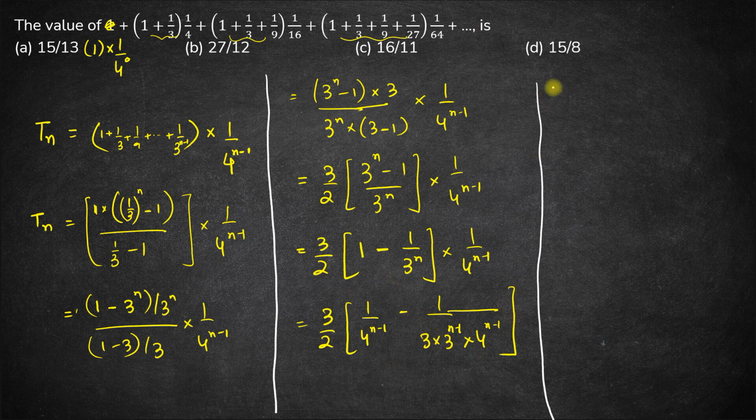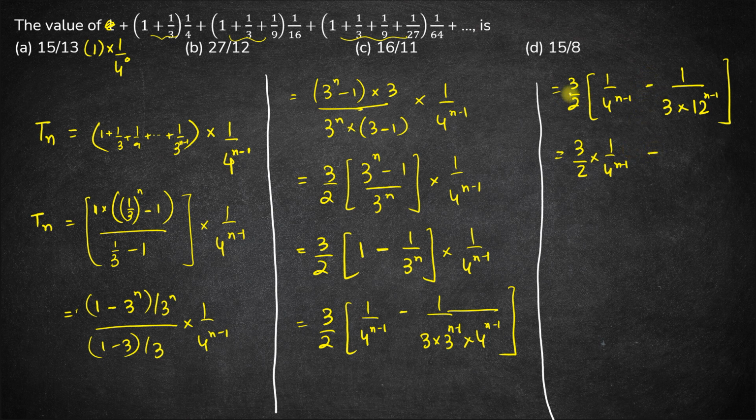So this whole term now becomes 3 by 2 into 1 upon 4 to the power n minus 1 minus 1 upon 3 times of, now these two have same power, the base will get multiplied, 12 to the power n minus 1, right? So this becomes now 3 by 2 into 1 upon 4 to the power n minus 1 minus this gets multiplied here, so 3 gets cancelled out, 1 upon 2 times of 12 to the power n minus 1. This is the nth term. This is the nth term of this series.